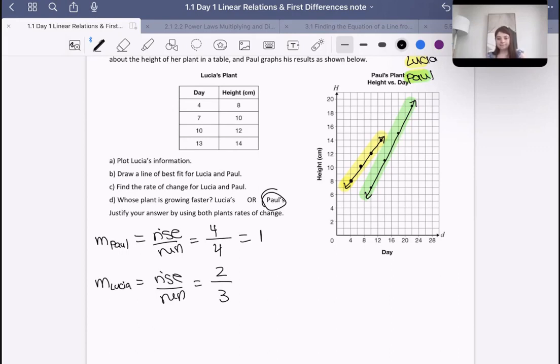All right. And it says, justify your answer by using both plants' rates of change. Well, makes sense. We did. We said that the rate of change for Paul was 1, which is greater than Lucia's rate of change. So that is one reason why. The other reason is we can look at it on the graph as well and recognize that there too.